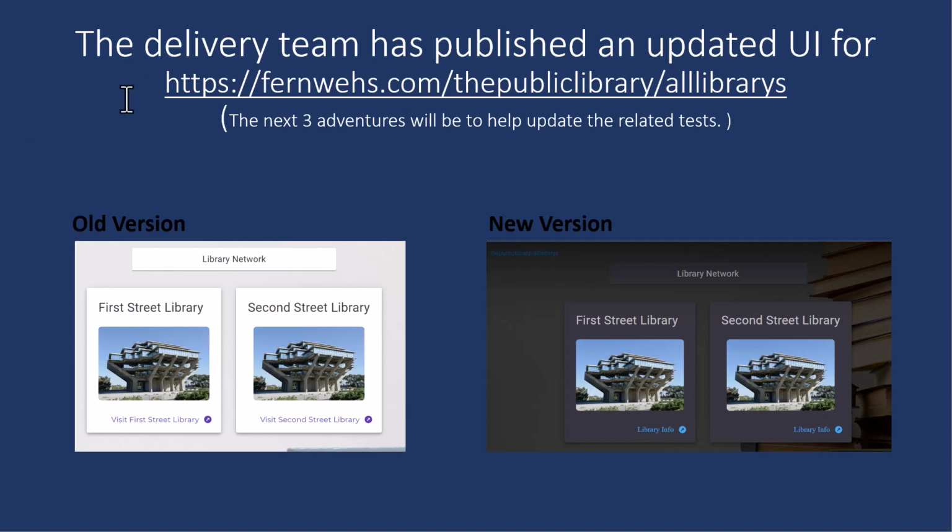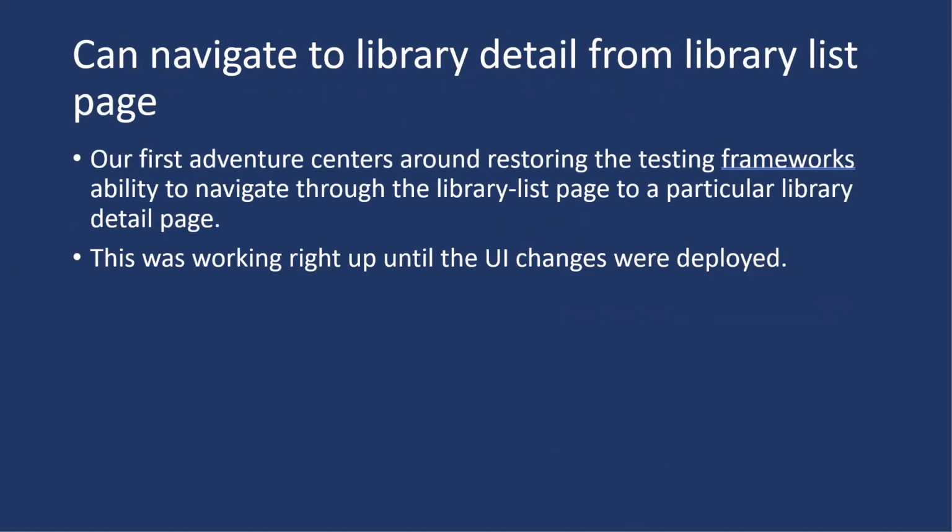We can see here the old version and kind of how that page was laid out. And we can see the new version and some of the changes that have made their way into the page. What we'd like to do is restore the testing framework's ability to navigate from the list selection page to a particular library's detail. This was working right up until those UI changes were deployed. So that should be a little hint, something to help anchor our thinking and our research.